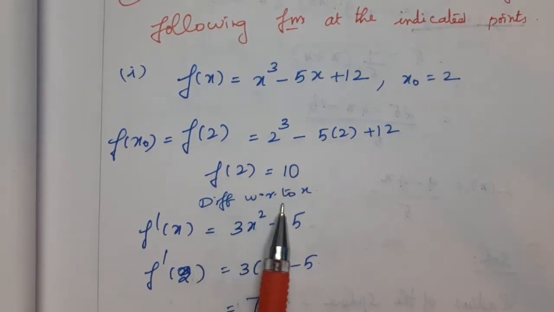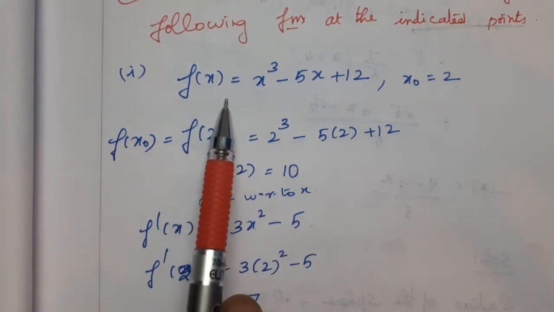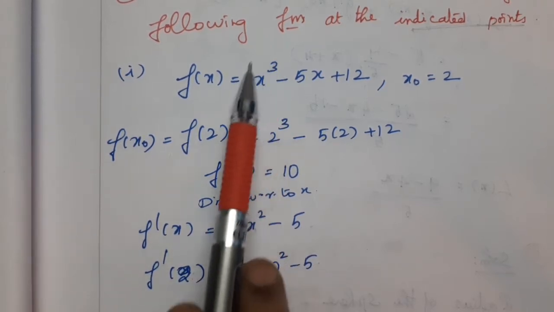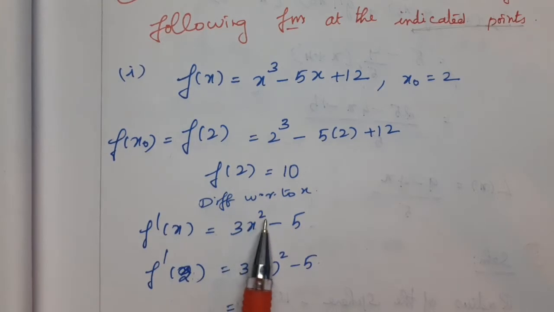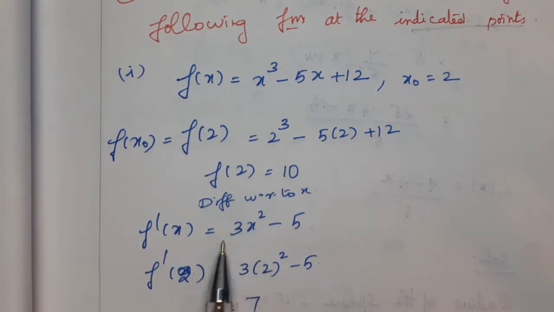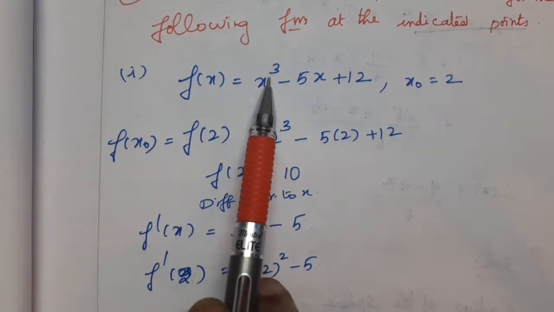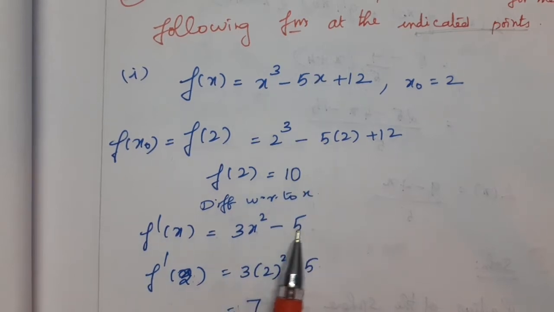Now differentiate f of x with respect to x. First you substitute the value into the given function, after that find f dash of x. When x cube is differentiated, it becomes n into x power n minus 1. So 3 into x power n minus 1, and 3 minus 1 is 2. So f dash of x is 3x square. When 5x is differentiated we get only 5. So f dash of x is equal to 3x square minus 5.